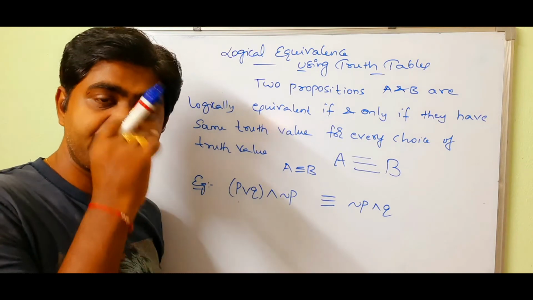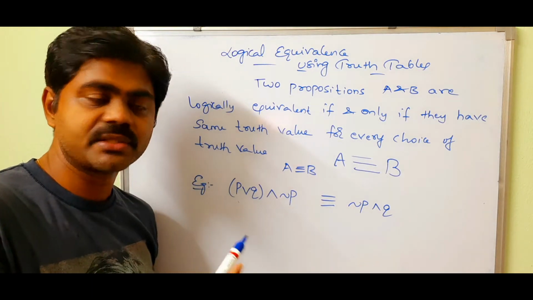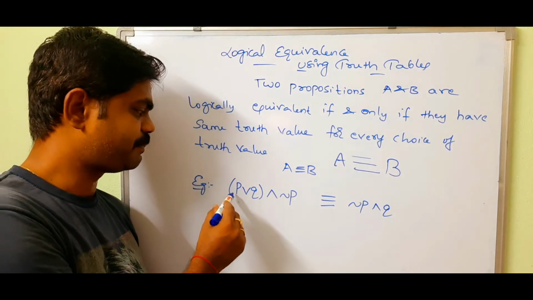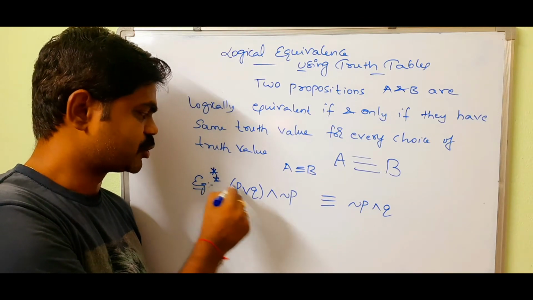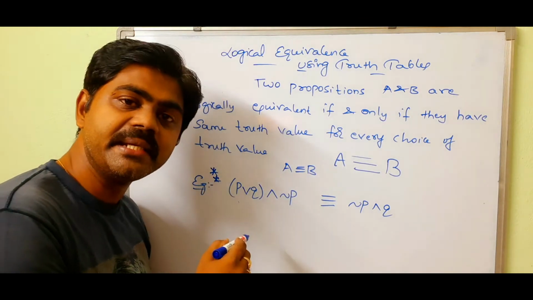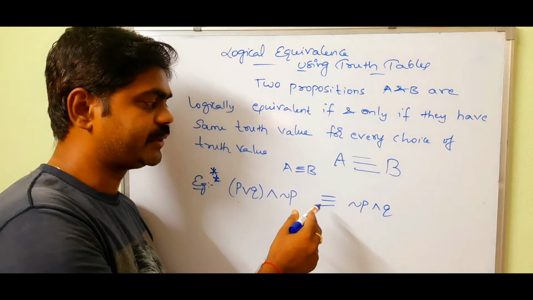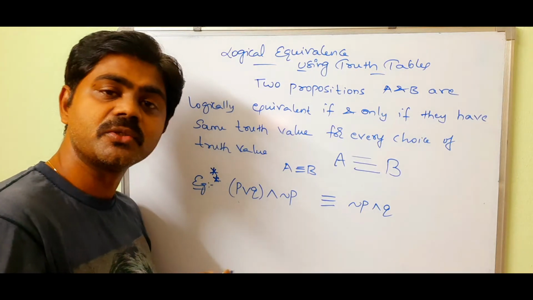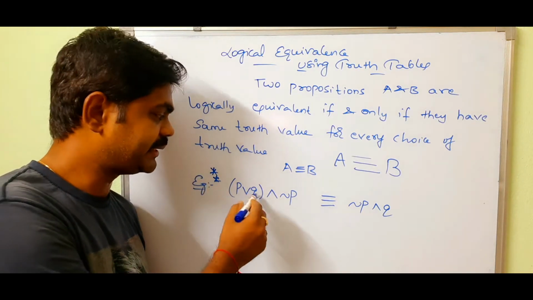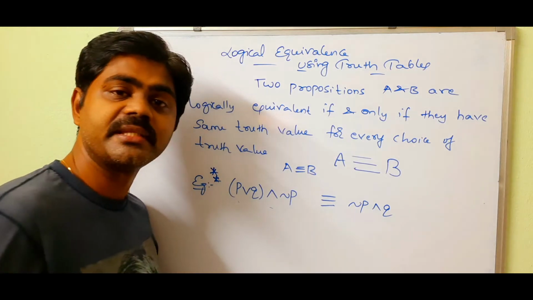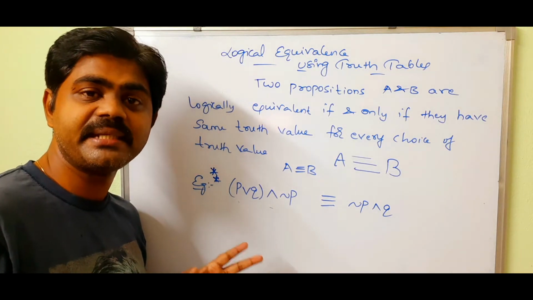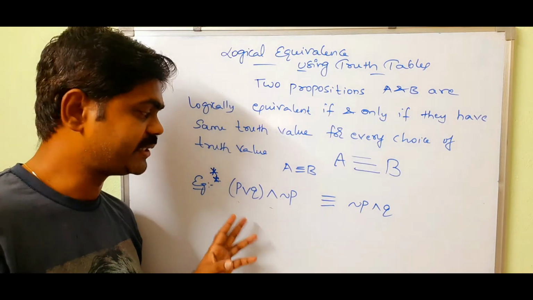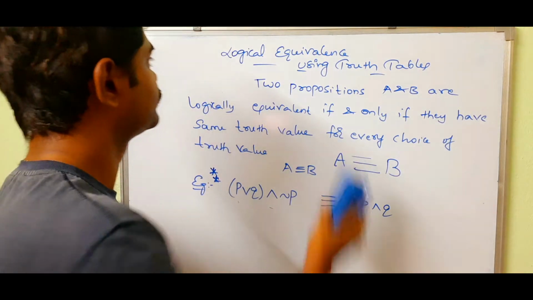We'll solve an example so that we get a clear idea about this. My example, which is important, is: P or Q and negation P is logically equivalent to negation P and Q. We should show that this one is equivalent to this one, that means the truth values should be the same. Okay, so now we'll solve this example.